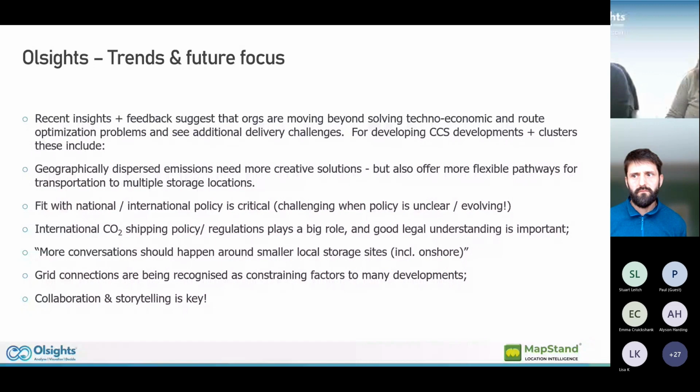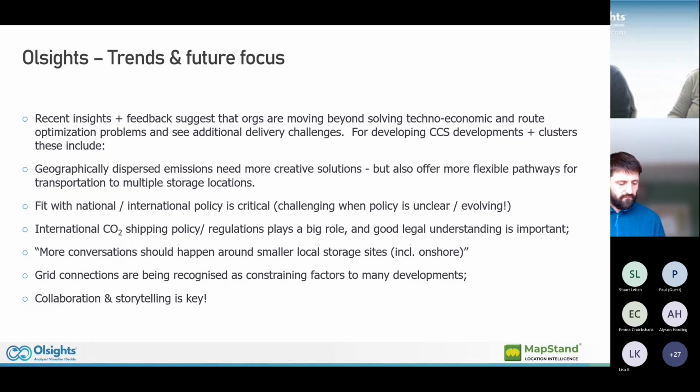One is that geographically dispersed emissions need more creative solutions. Pipelines don't always work for all locations. If a CO2 emitter is dispersed, you may be looking at a combination of rail and trucks and maybe some bits of pipelines. So it needs to be a bit more creative. But the flip side of that is that it actually offers more flexibility, some more different options, that maybe allow you to do a development in a less constrained way. So that's an interesting thing that's unfolding.